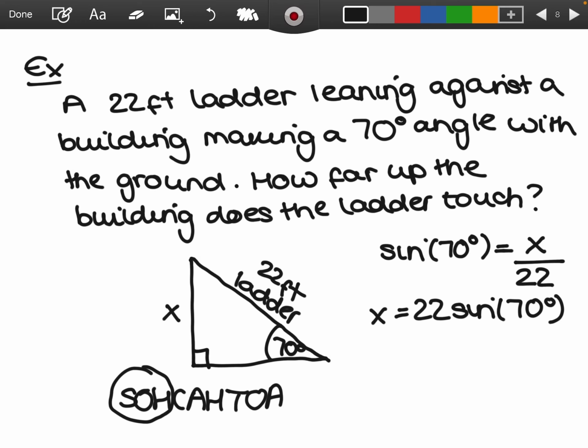Sine of 70 degrees you can put into your calculator. Again, just make sure it is in degree mode, and then you multiply that answer by 22. When you do that, taking it to one decimal place, it's going to be 20.7 feet. So that tells me that the ladder hits the building 20.7 feet from the ground.